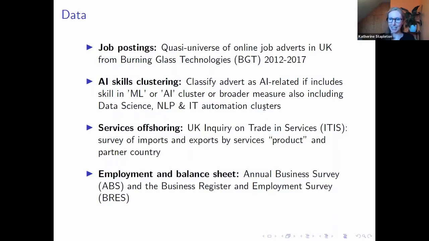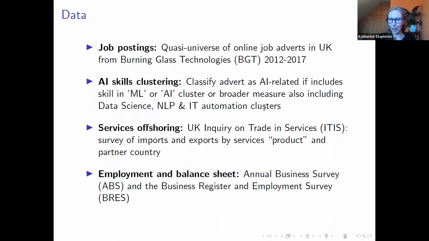Then I'm matching this data with data on services offshoring. The UK is a rare country that collects very good data on trade and services because the UK is such a services-driven economy, and so it's essential for the balance of payments data. So they have very good data specifically on producer intermediate services, which lends itself very well for measuring services offshoring. So we're thinking things like legal services, IT services, accounting services. And I'm looking at firms that are importing those services specifically.